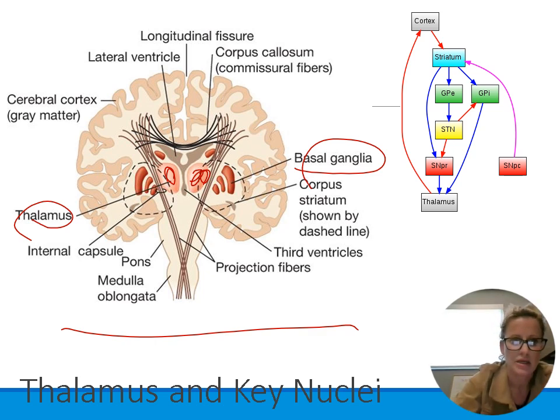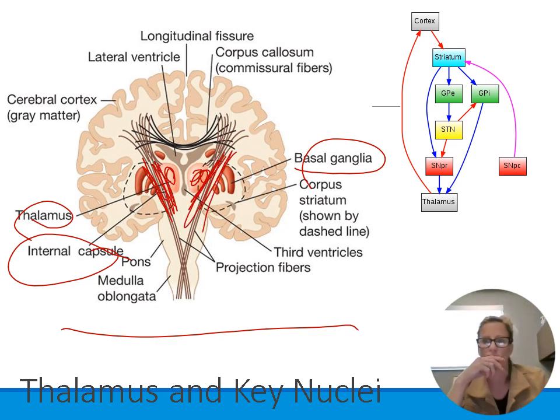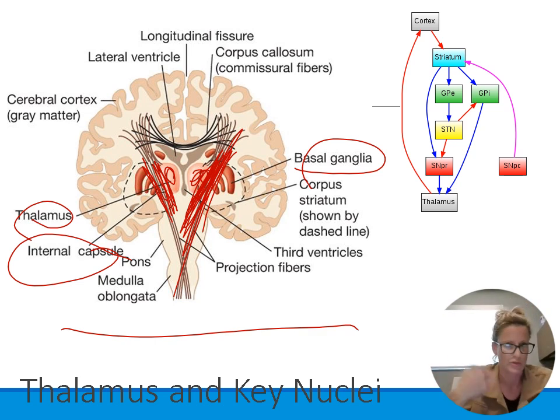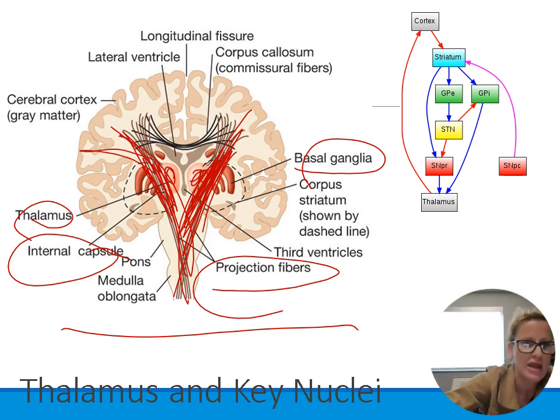You can see the internal capsule. So the internal capsule is, again, just referring to the space that we have between the nuclei where the fibers can pass through. So the lateral aspect of the thalamus is up against the internal capsule, right? If you go to the very lateral side of the thalamus, that's where the internal capsule is located. Again, there are projection fibers that come in and out of the cerebrum that are going to pass right through that internal capsule. And then again, they radiate out to different parts, different lobes of the cerebrum.